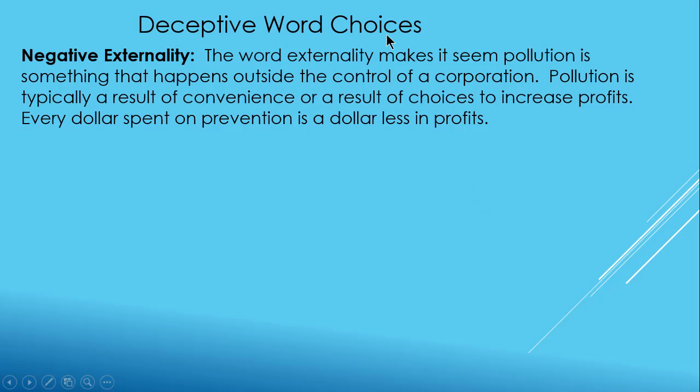So let's talk about some deceptive choices used by economists. One is this thing called a negative externality. This word externality makes it seem that pollution is something that happens outside the control of a corporation. Pollution is typically the result of convenience or a result of choices to increase profits. You've got to remember, every dollar spent on prevention is a dollar less in profits. And you also got to remember, Milton Friedman, biggest economist out there in his day, said that a primary purpose of a firm is to increase profits. If they're supposed to increase profits, do they do it by spending less on environmental protection? And the answer is, in some cases, yes.